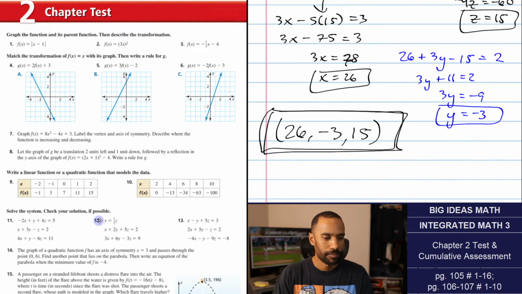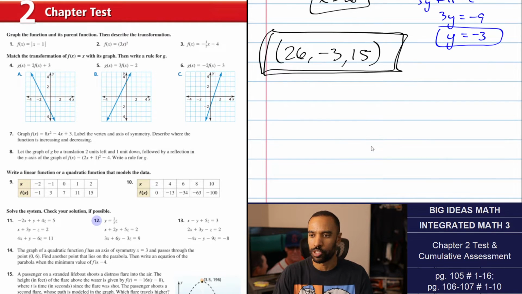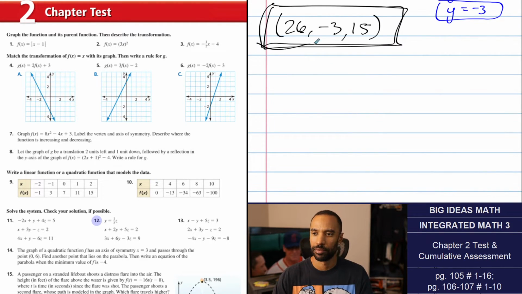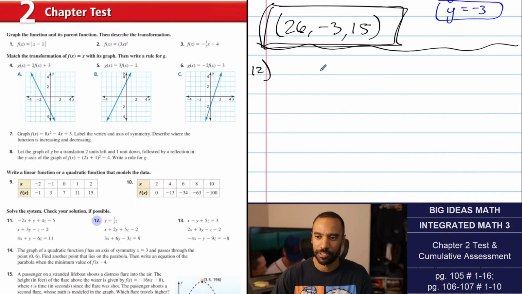Let's go to number 12. This one, it looks like I'm going to probably use some substitution on this one. So number 12, because I see the first equation, I got y equals 1/2 z.